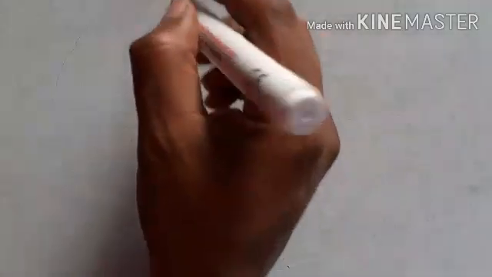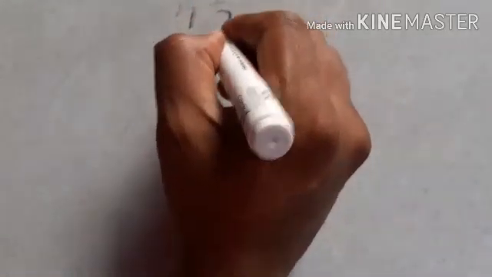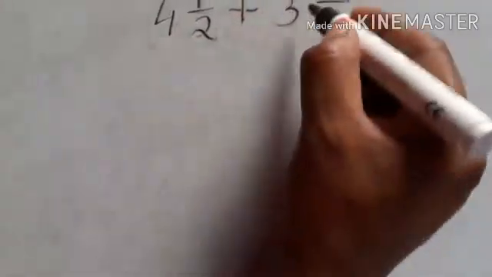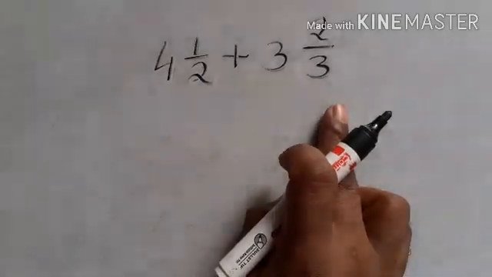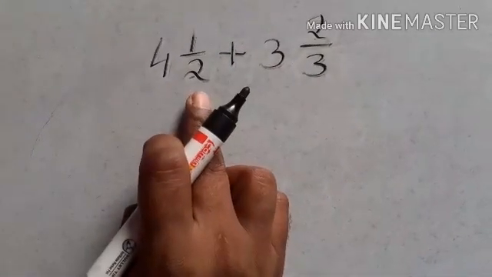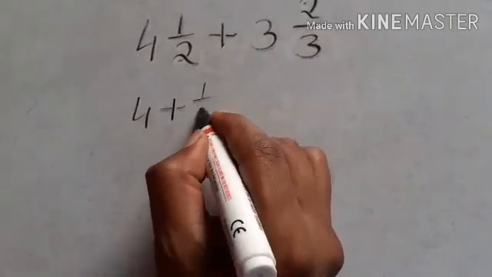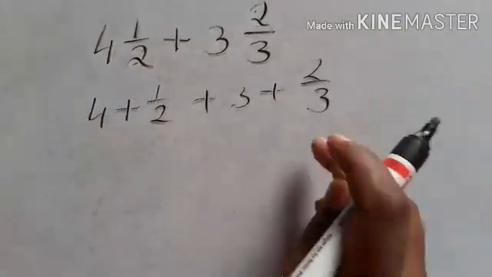One more example we are going to take. For example, I am going to add 4 whole 1 upon 2 plus 3 whole 2 upon 3. So convert them first into the mixed fraction as the sum of whole number and the fraction. So we can write 4 plus 1 upon 2 plus 3 plus 2 upon 3.